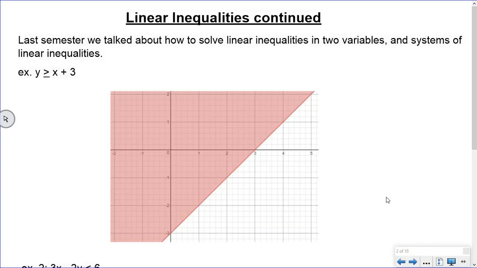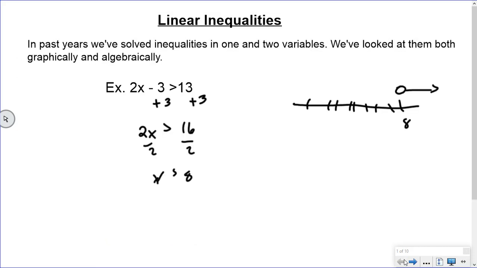Then in Foundations 11, we took it one step further and we said, well, now I don't want just an inequality that has a single solution. I want an inequality that has an infinite number of solutions. So now I'm looking at how inequalities relate to functions, right? With the previous slide, we talked about how inequalities relate to equations, where I could have something like 2x minus 3 is equal to 13, and then solve for x, and I get x is equal to 8.